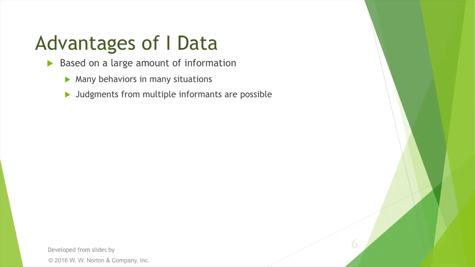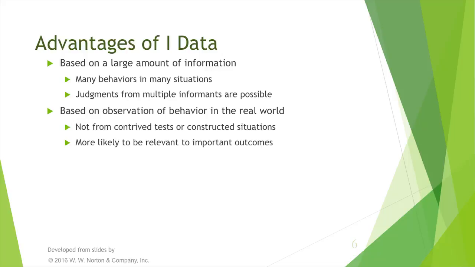The first advantage of eye data is that it's based on a large amount of information. Someone who's in a position to provide eye data needs to be well acquainted with the target and therefore bases their judgment on having observed the target's behavior in lots of different situations. As there are usually multiple acquaintances, friends, co-workers, and family members who can provide judgments of any given target, eye data can be quite comprehensive, with an average judgment able to be determined based on individual judgments from multiple informants.